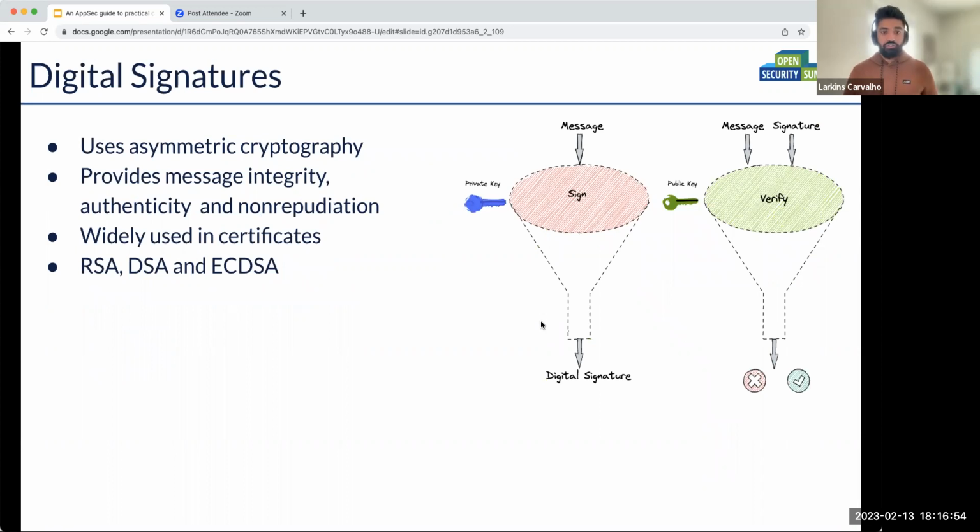Digital signatures. In digital signatures, we use asymmetric cryptography. That is, to sign a message, we use the private key, and to verify the message, we use the public key. It provides message integrity, authenticity, and non-repudiation. It is widely used in certificates, and some of the algorithms are RSA, DSA, ECDSA. DSA is digital signature algorithm. ECDSA is elliptic curve digital signature algorithm. ECDSA and DSA have an advantage over RSA because they produce very small signatures.